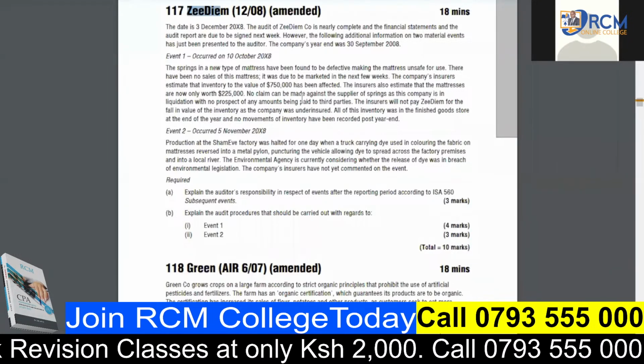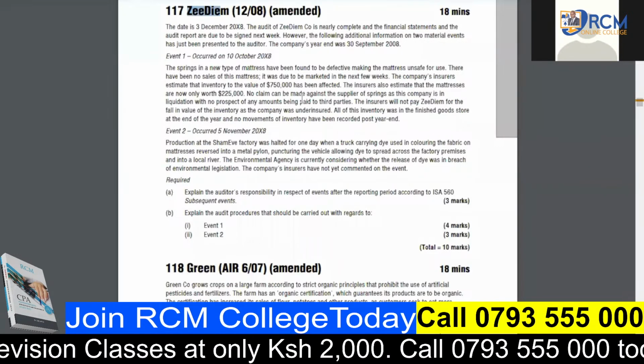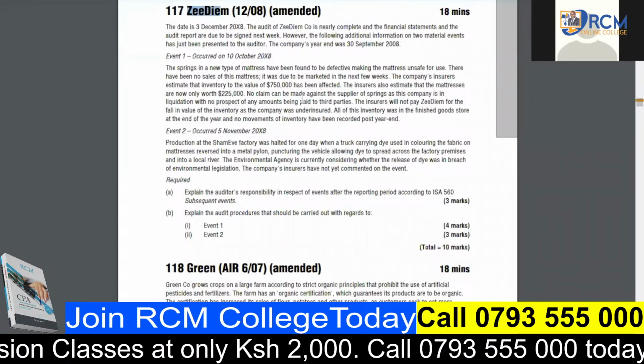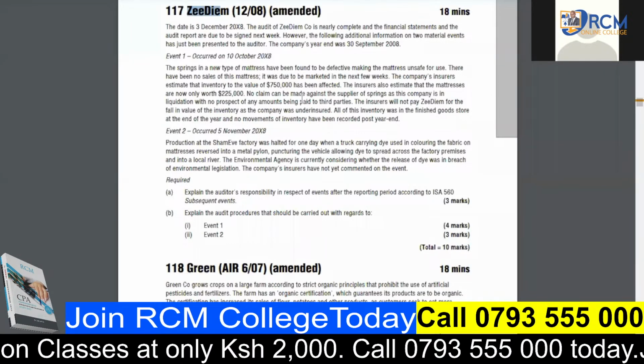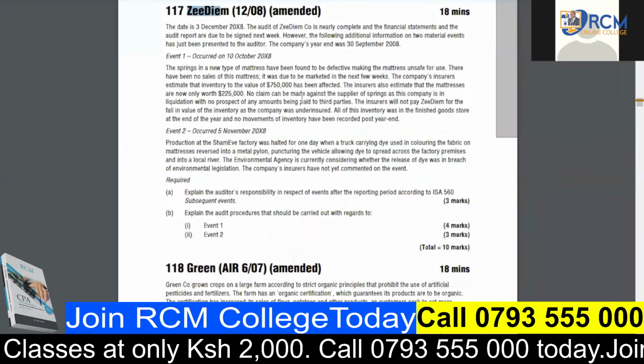The insurers will not pay ZDM for the fall in value of the inventory, as the company was underinsured. All of this inventory was in the finished goods store at the end of the year, and no movements of inventory have been recorded post-year.